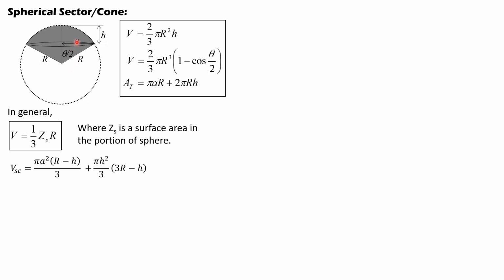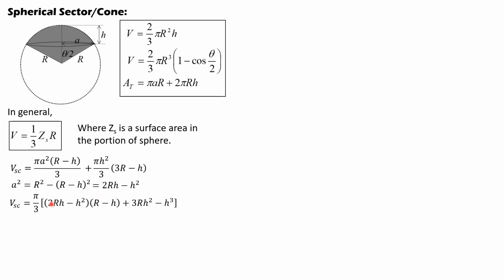Then by the Pythagorean theorem, this a squared here is equal to big R squared minus this height squared. This height is big R minus small h. So a squared is big R squared minus the quantity big R minus small h, squared. Simplifying, this is equal to 2Rh minus h squared after canceling out big R squared. Substitute into this equation, and before we substitute, we factor out pi over 3, and in this part we expand h squared times the quantity 3r minus h. So the volume is equal to pi over 3 times the quantity 2rh minus h squared times the quantity r minus h, plus 3r h squared minus h cubed.